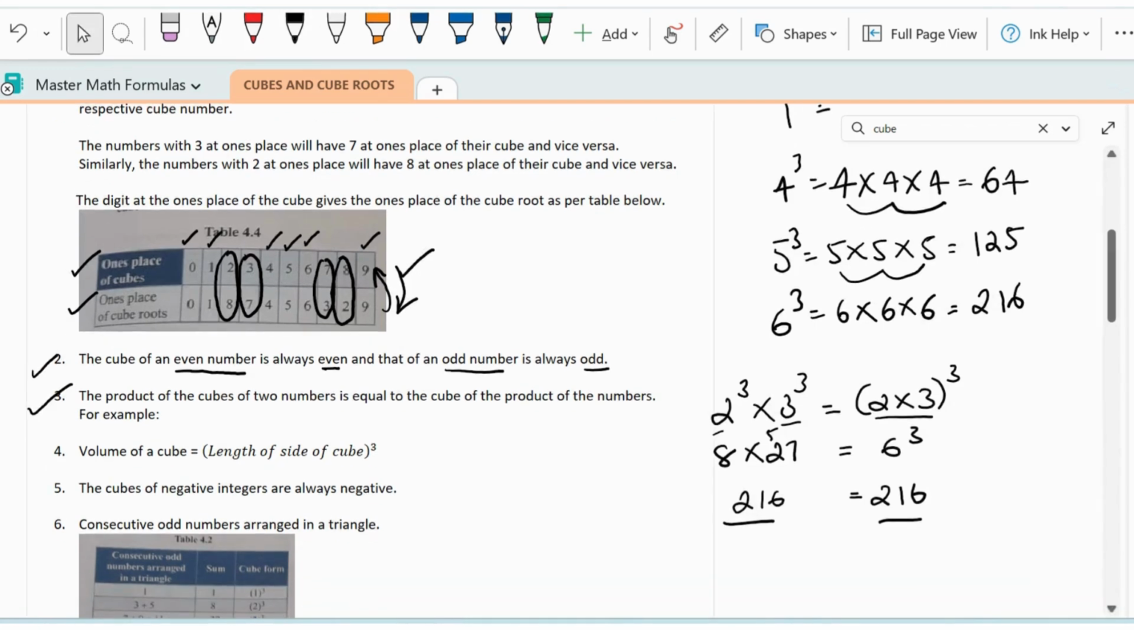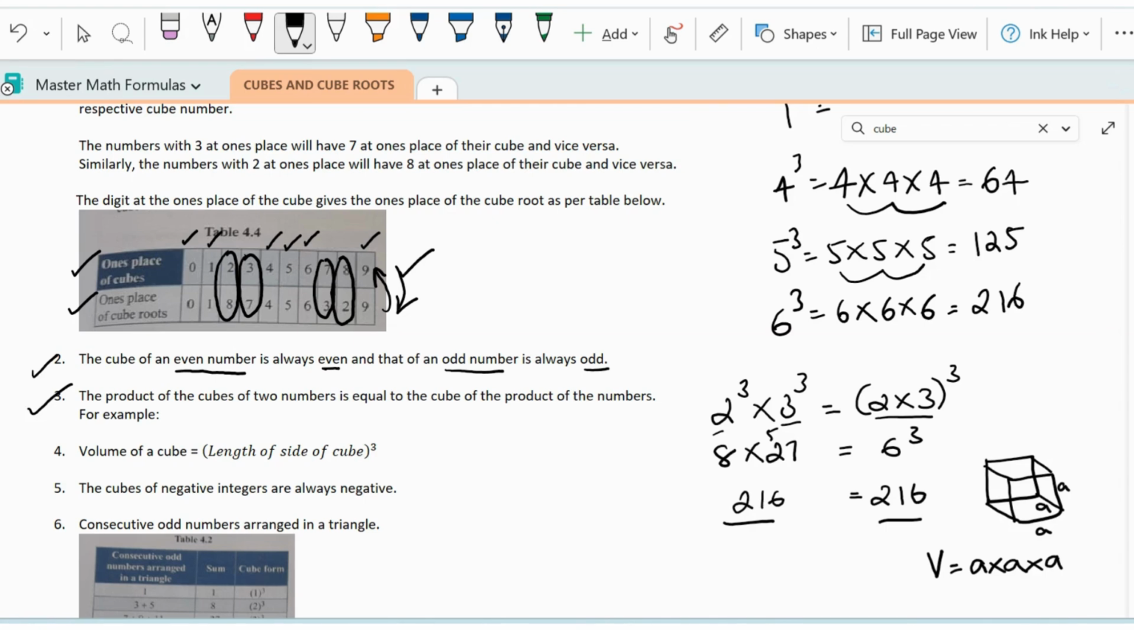Going to the fourth one. The volume of a cube. All of you know what is a cube, right? This is a cube. All the sides are the same, length, breadth and height. So the volume of the cube is side into side into side, which is equal to side cube.